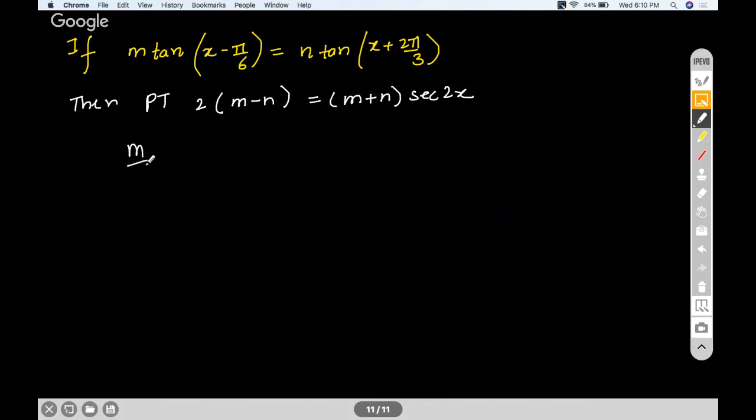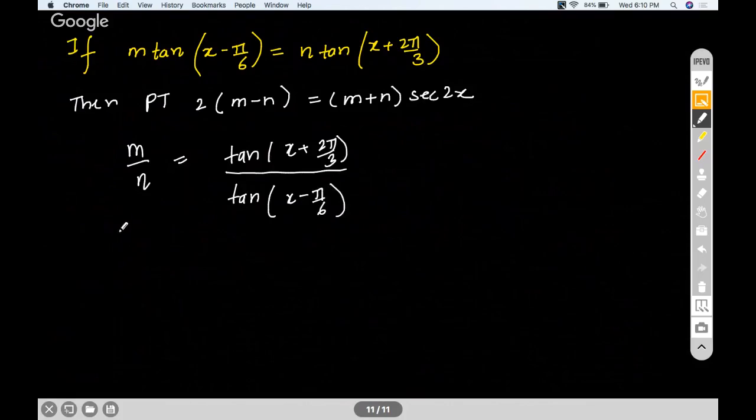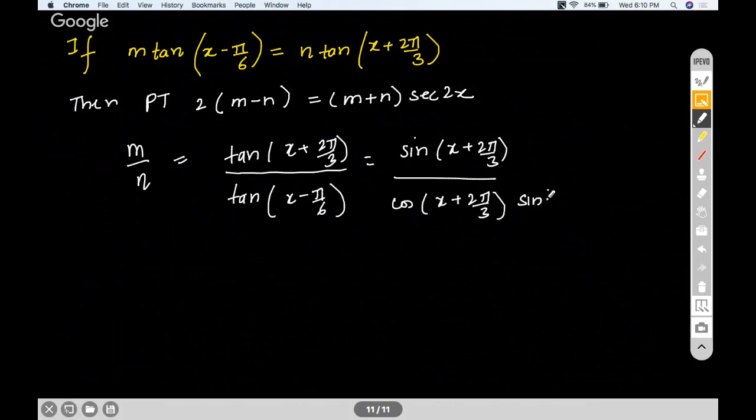Again, same stuff. Just do m by n first. M by n will be what? Tan x plus 2 pi by 3 divided by tan x minus pi by 6. Okay? Just write this in terms of sine and cos. So sine x plus 2 pi by 3 by cos x plus 2 pi by 3, and sine x minus pi by 6 by cos x minus pi by 6. Now, again apply componendo and dividendo.